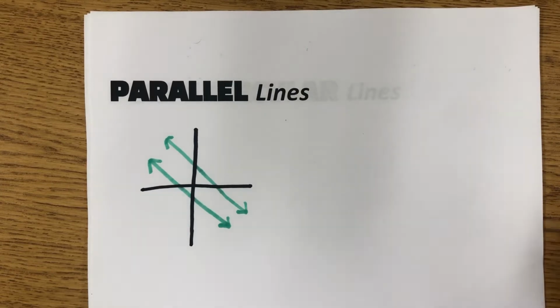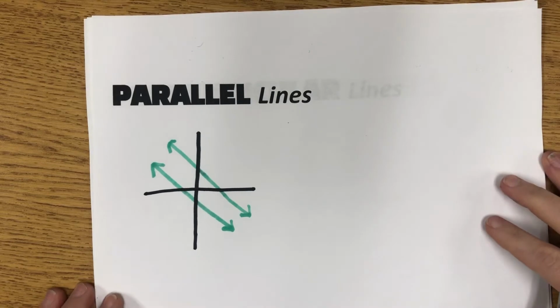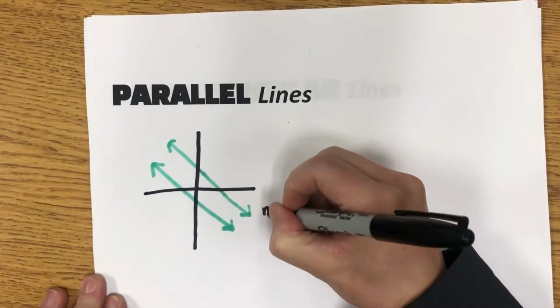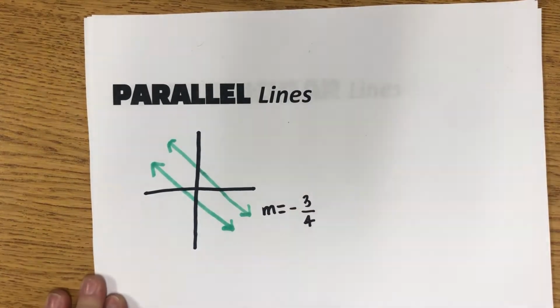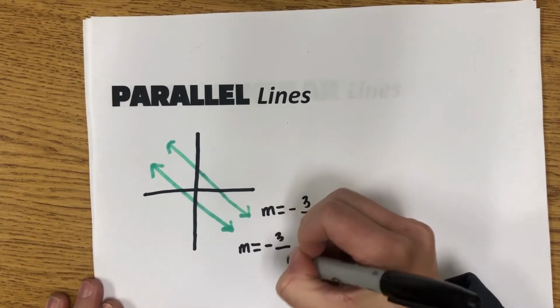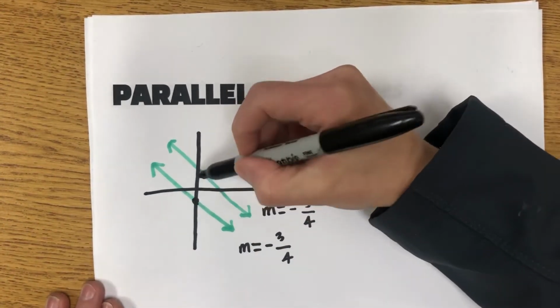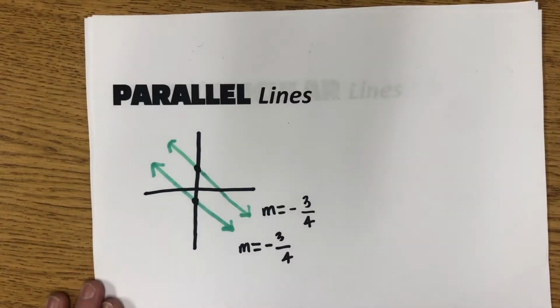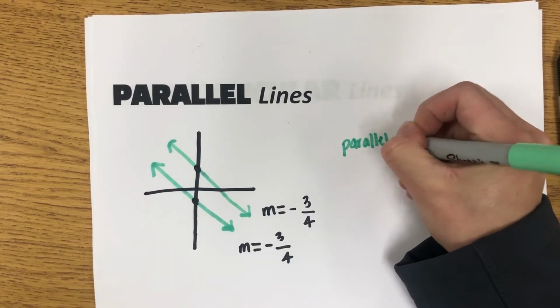Well, we prove it with the slope. So we would actually know that they are parallel by their slopes. If their slopes are the same, let's say this is m equals negative 3/4, and we say that they're parallel lines, then this line would also have the same slope of negative 3/4. The only difference between this line and this line is where they are on the y-axis here. So we know that parallel lines have the same slope.